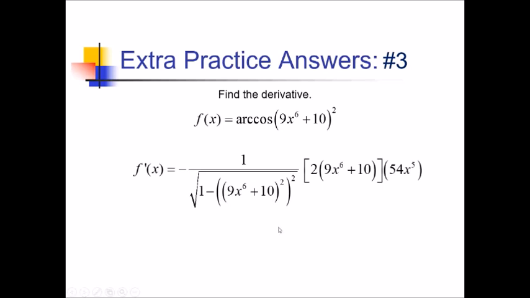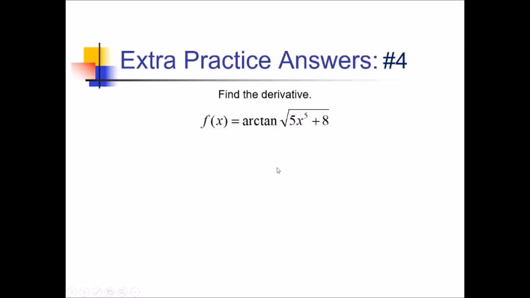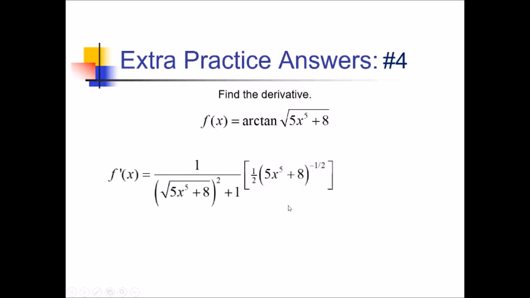And that one's done. On this problem, we're trying to take the derivative of arctan of something. Using our chain rule, we've got 1 over 1 plus something, this square root here, squared. And then we have to multiply by the derivative of this square root. So derivative of square root of something is going to be 1/2 something to the negative 1/2. And then finally, derivative of 5x to the 5th plus 8 is 25x to the 4th.